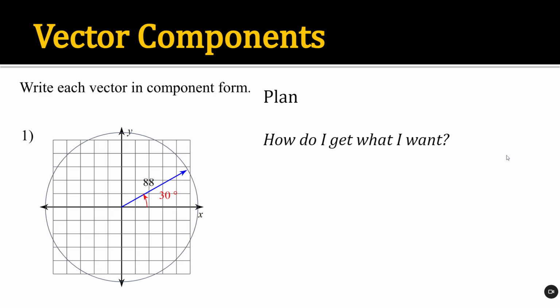So let's see. Let's make a plan. How do I get what I want? Well, I want to get the horizontal component. This reminds me of something. This horizontal component, well, isn't that just the x-coordinate of this point, the terminal point of the vector?